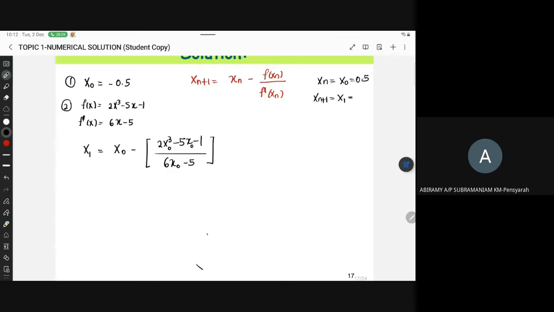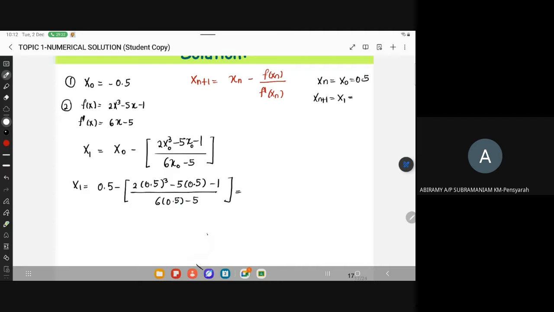Okay, so that's how your formula will be. Now let's see how to find x1. We are supposed to substitute x naught, which is 0.5, into x minus (2 times 0.5 cubed minus 5 times 0.5 minus 1) divided by (6 times 0.5 squared minus 5). You can manually press your calculator or you can follow the given steps here.